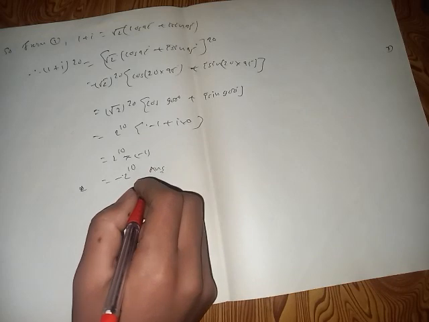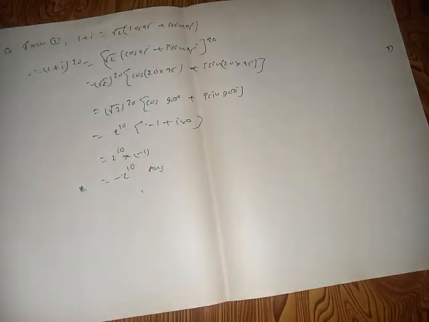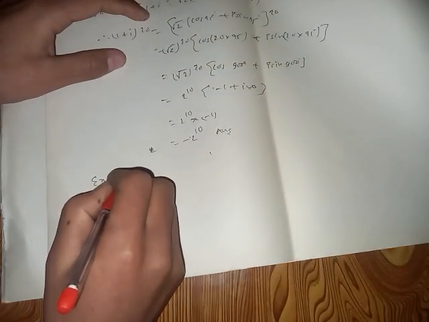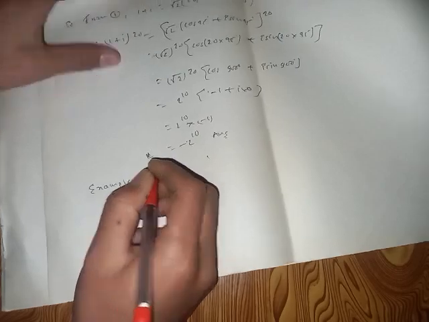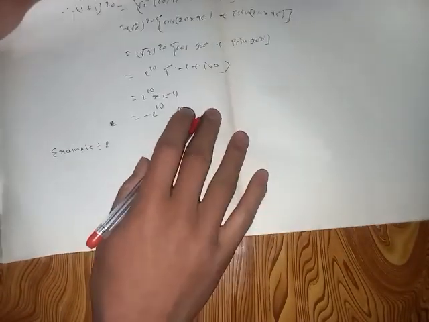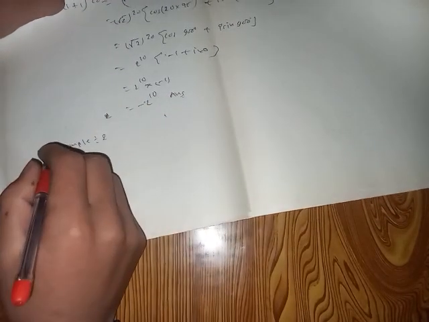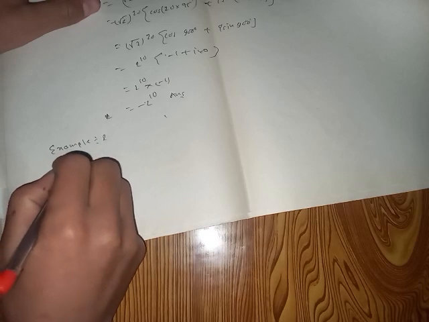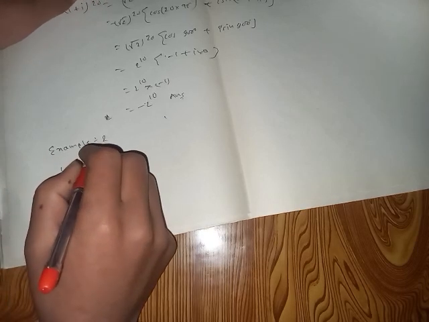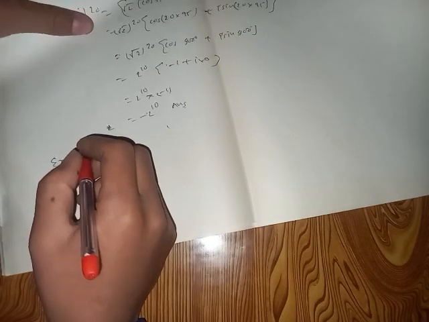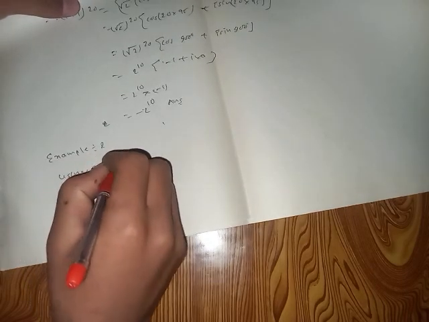And then another example from this book, Example 2. We can see that, I'm going to write it down in my copy. Given that these questions use De Moivre's theorem.